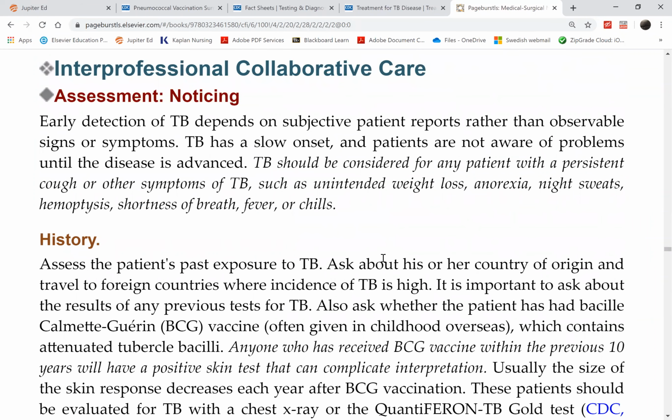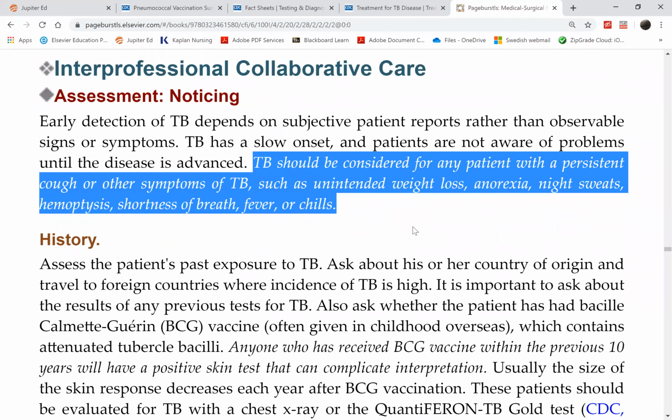How do we know you have TB? Thank you for reading this, Jenna.